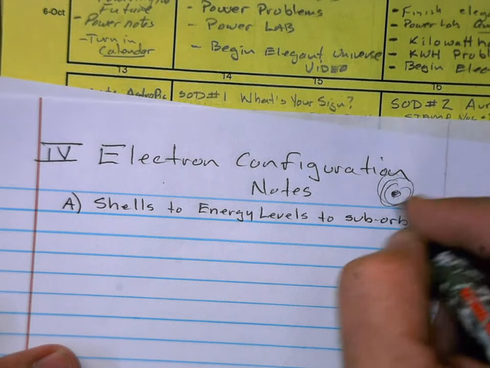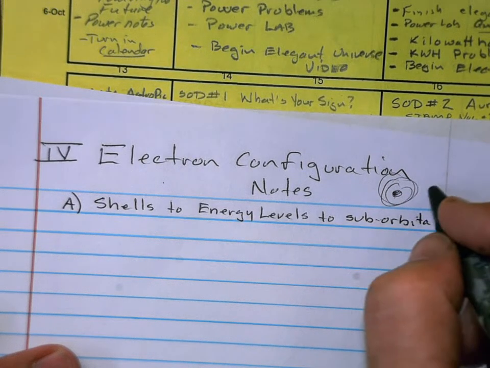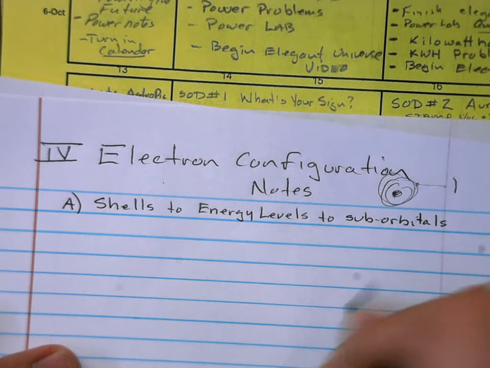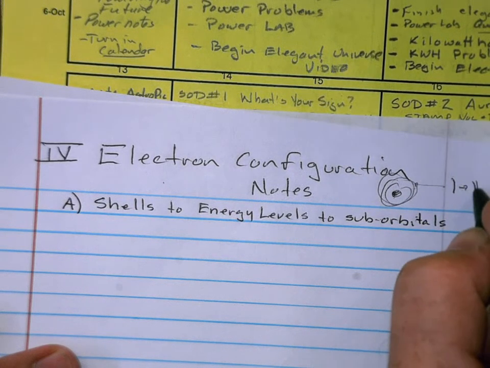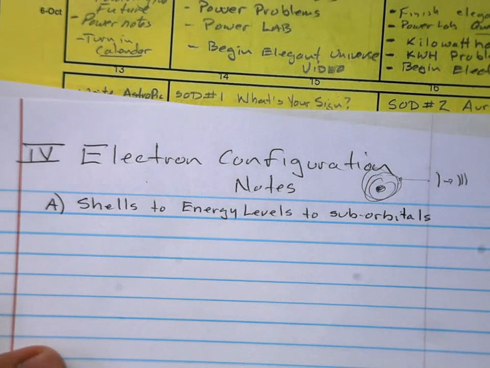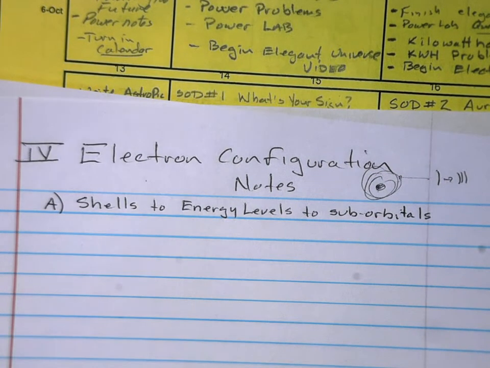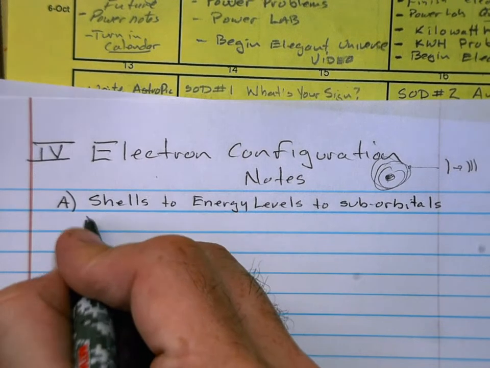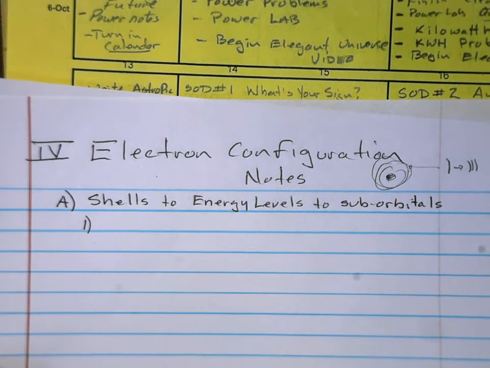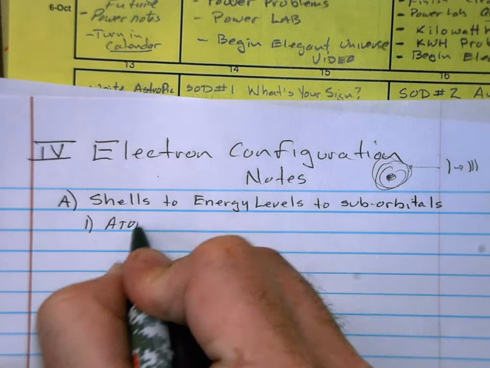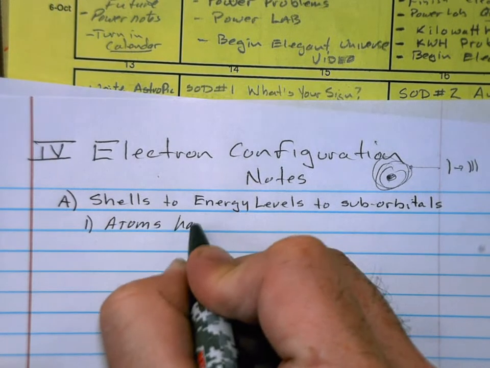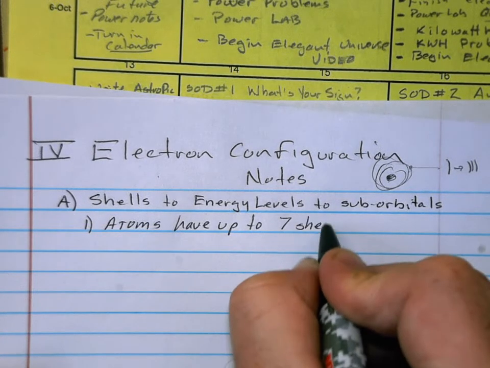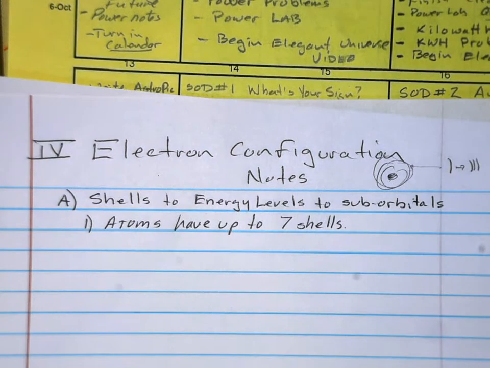We found out there were more than one shells, and now we're finding out that even these shells, if we take a look at one of these shells, if we can pull it out, it's not just one shell, it's actually three subshells, or what we might call three suborbitals. So, let's go here, number one. Under this, atoms have up to 7 shells, or orbitals, or energy levels.